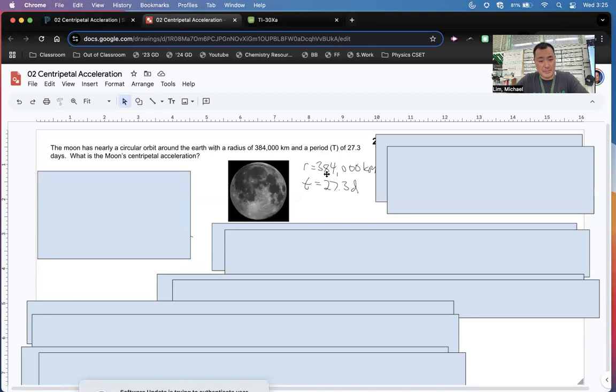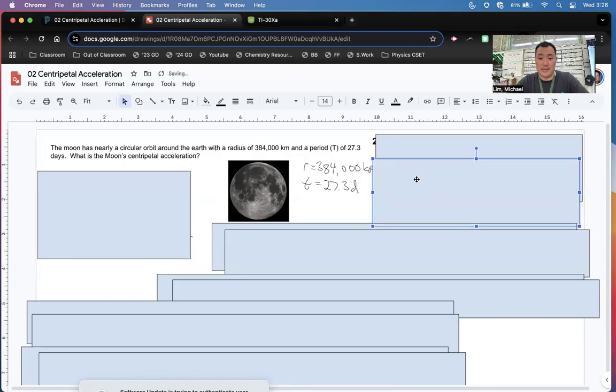Now, with large numbers like 384,000, we're probably going to get our answer in the millions or billions. And that requires the knowledge of scientific notation. That's how you shrink large numbers into smaller numbers using exponents. And this is how you do that, converting into scientific notation.